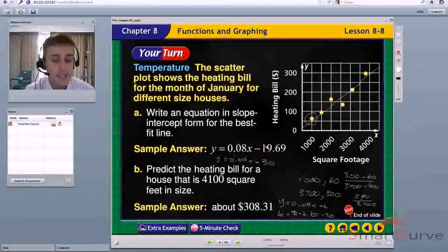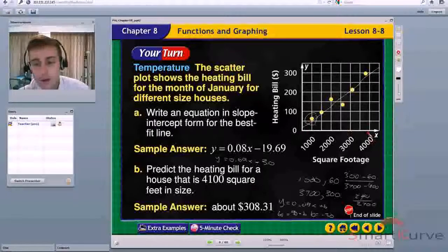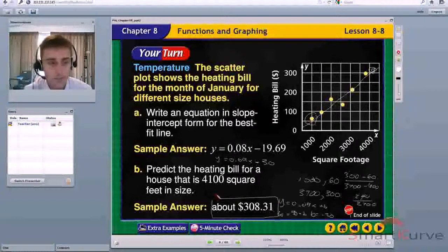Now, part B is to predict the heating bill for a house that is 4,100 square feet in size. Well, we can just look at the number and look at the line that we drew. If we have 4,100, it's right here. Our line is going through up here, so we know that it would hit right above the 300 mark. So we know the sample answer, about $308.31. We can also plug this into this equation, and that would also give us an answer. If we plugged in 4,100 into the top equation, you would get y is 308.31.